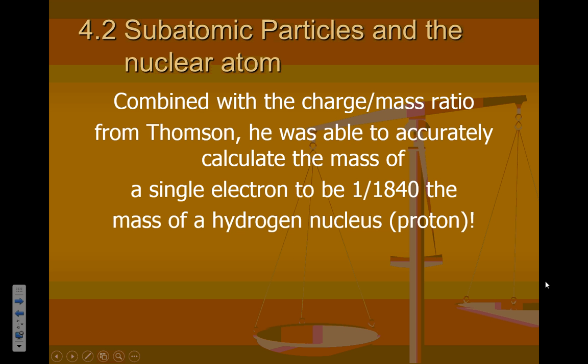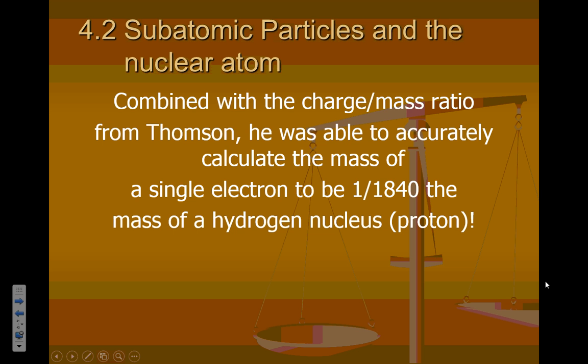Now, at that point, he put it together with the charge to mass ratio of Thomson. So a charge to mass ratio allows you to convert back and forth between charges and masses. And since he now knew the charge of a single electron, he could use it to calculate the mass of a single electron. And he found out that it weighed a very specific, very, very, very, very small amount in grams.